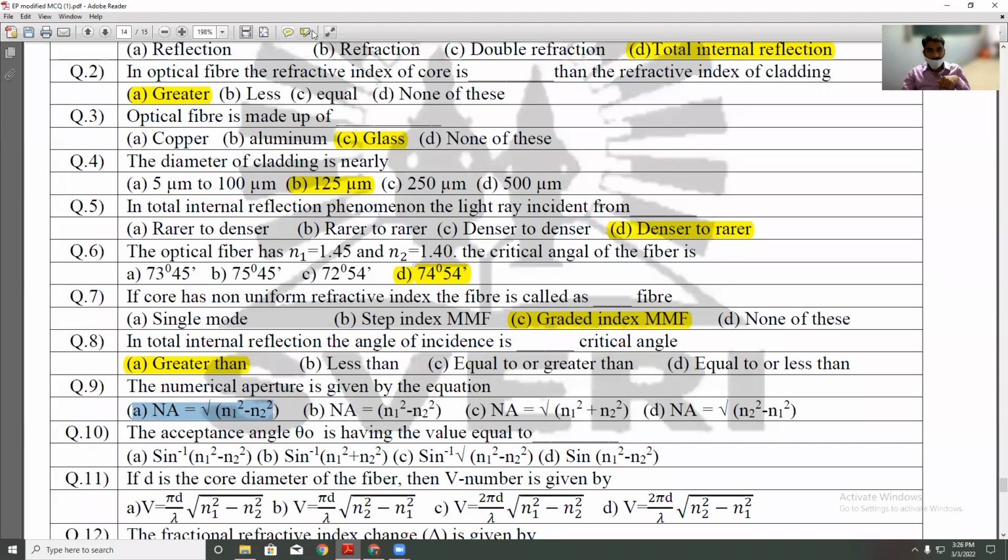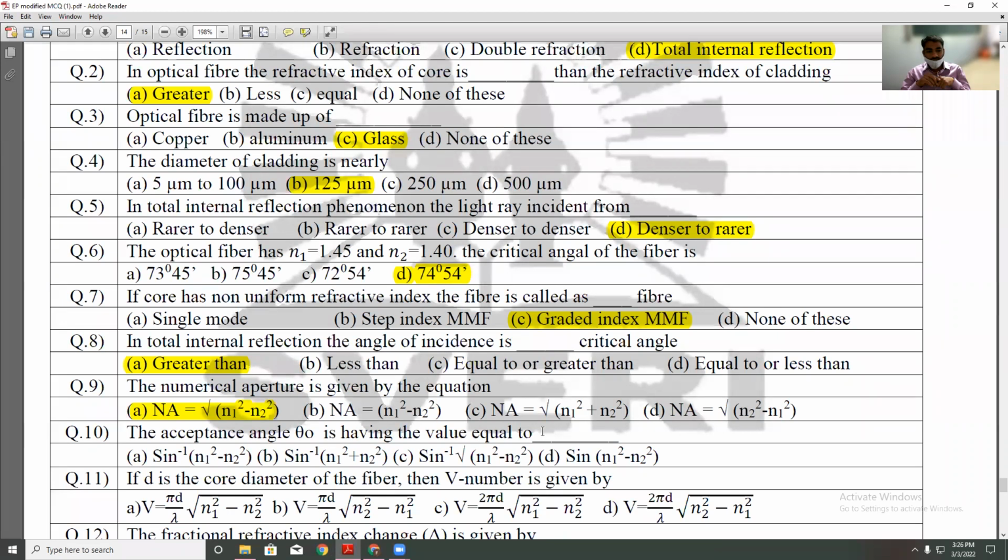Good. Okay. The acceptance angle theta 0 is having the value equal to. Sir, only sine inverse, so the option is Option C. Yes, Option C, sir.